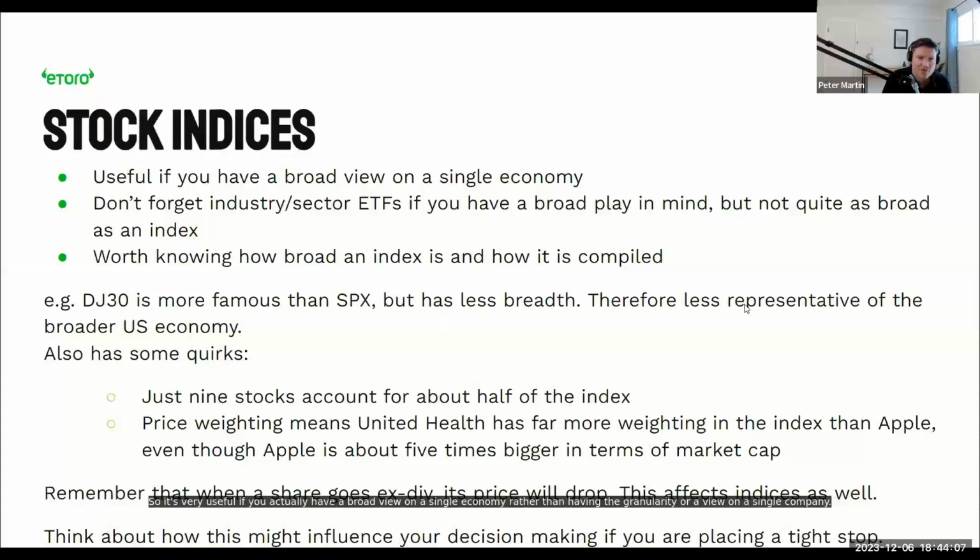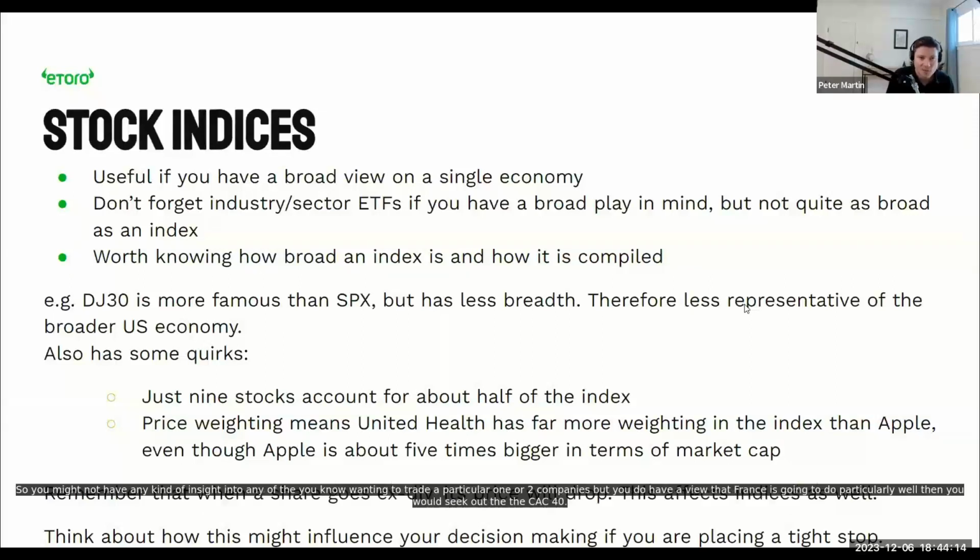So it's very useful if you actually have a broad view on a single economy rather than having the granularity or a view on a single company. So you might not have any insight into wanting to trade a particular one or two companies, but you do have a view that France is going to do particularly well. Then you would seek out the CAC 40.